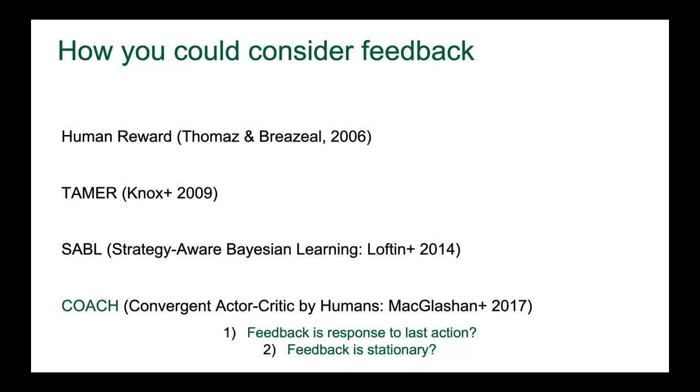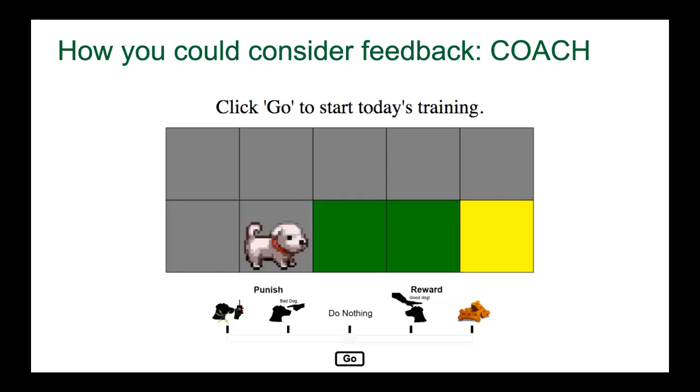Now, the last thing I'll mention is Coach, which was led by James with mostly the same group of people. And here we were saying, is the feedback really based on what just happened, or is it considering more than that? So this is the last experiment I'll show, where here we have a dog that needs to do something. And the person can give it punishment or reward somewhere on a sliding scale. So this is the grass. We don't want the dog on the grass. We don't want the dog to pee on the grass, but we do want the dog to get to the goal.